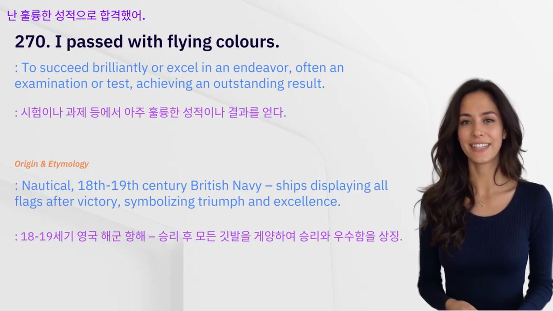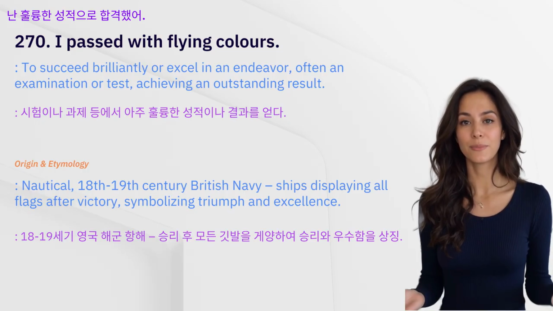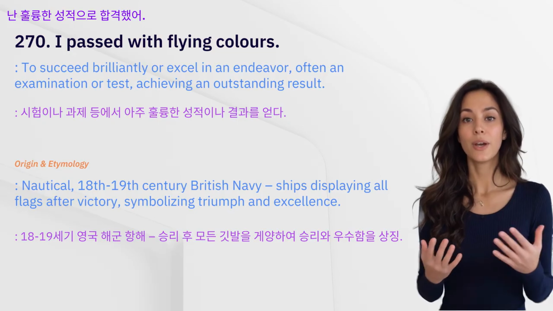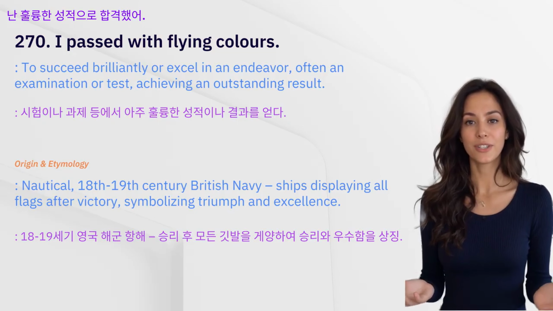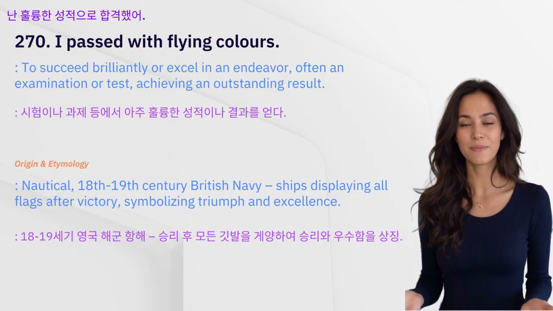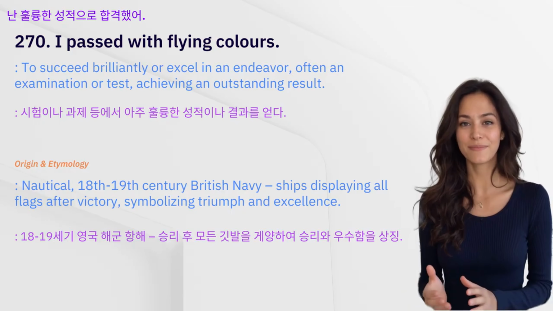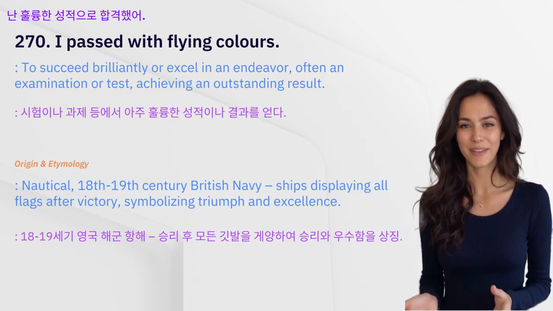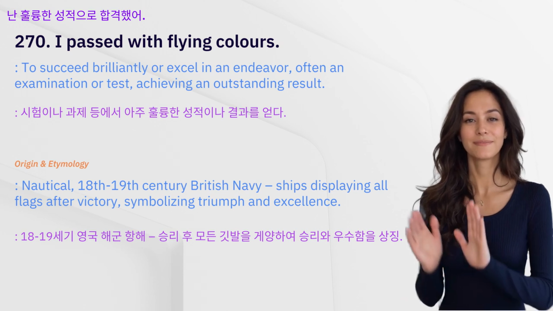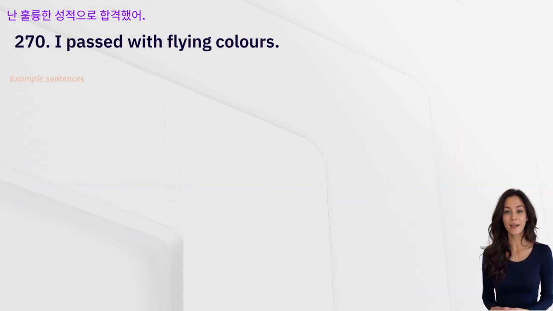In the 18th and 19th centuries, victorious ships of the British Navy would return to port with all their flags or colors fully displayed, signifying their triumph and excellent performance in battle. This spectacle of flying colors became a powerful symbol of remarkable success and exceptional achievement. Let's explore how to use this idiom with a couple of examples.